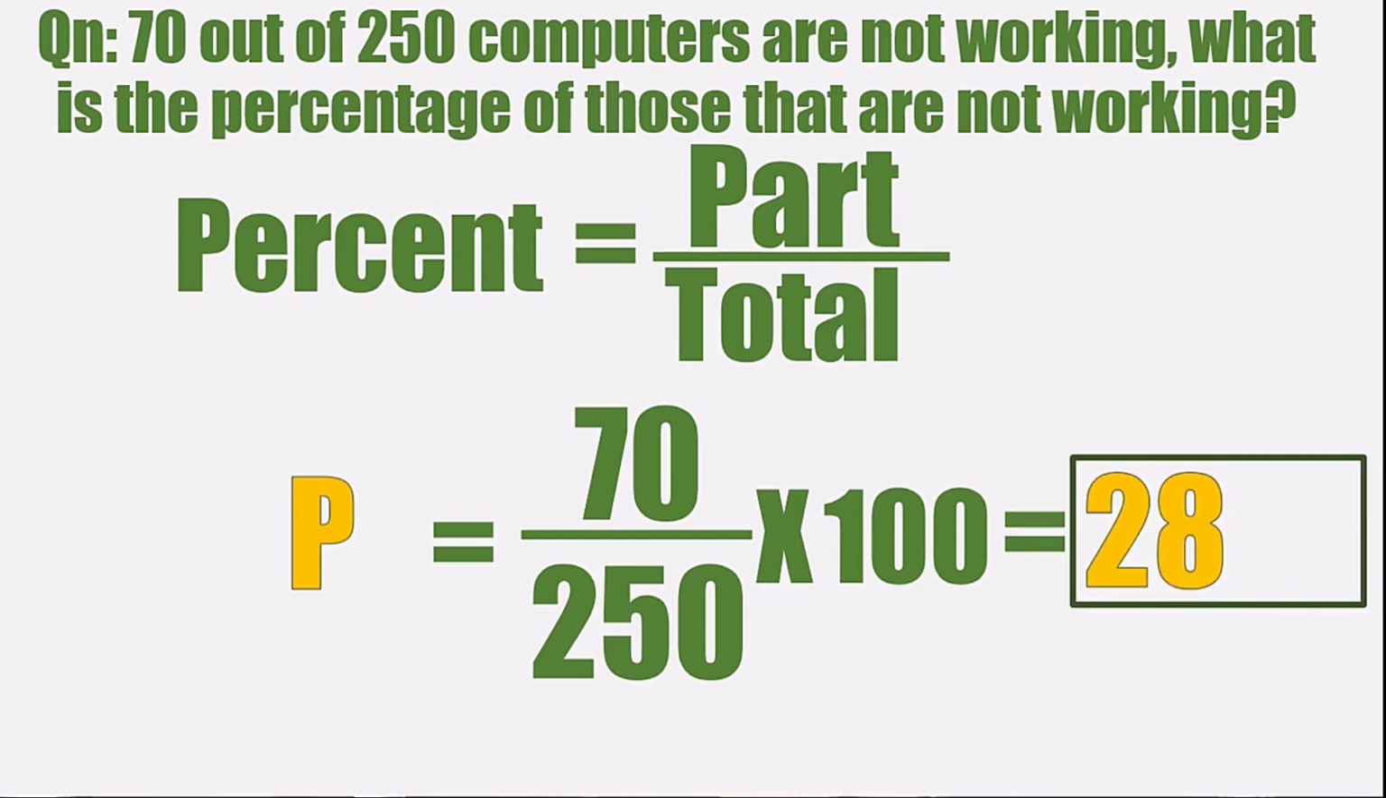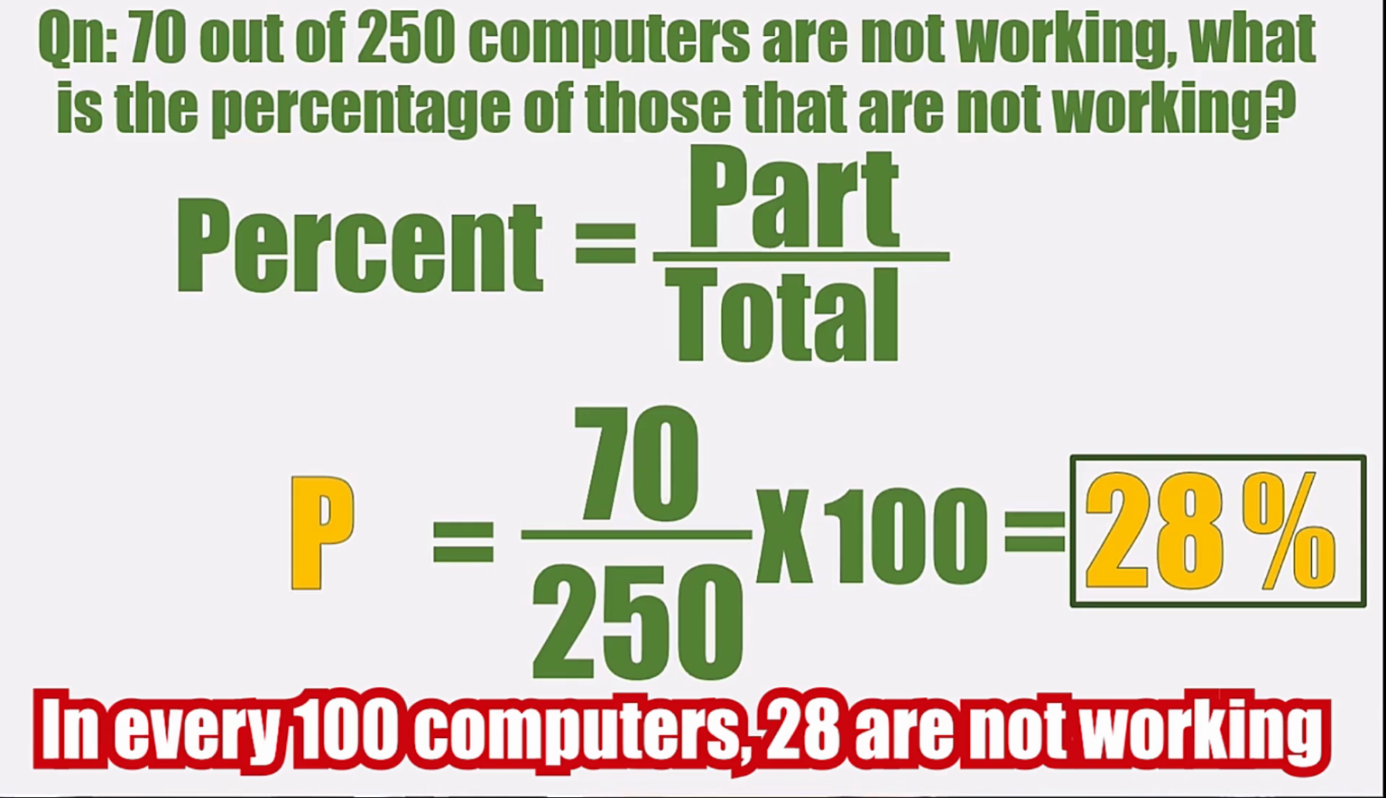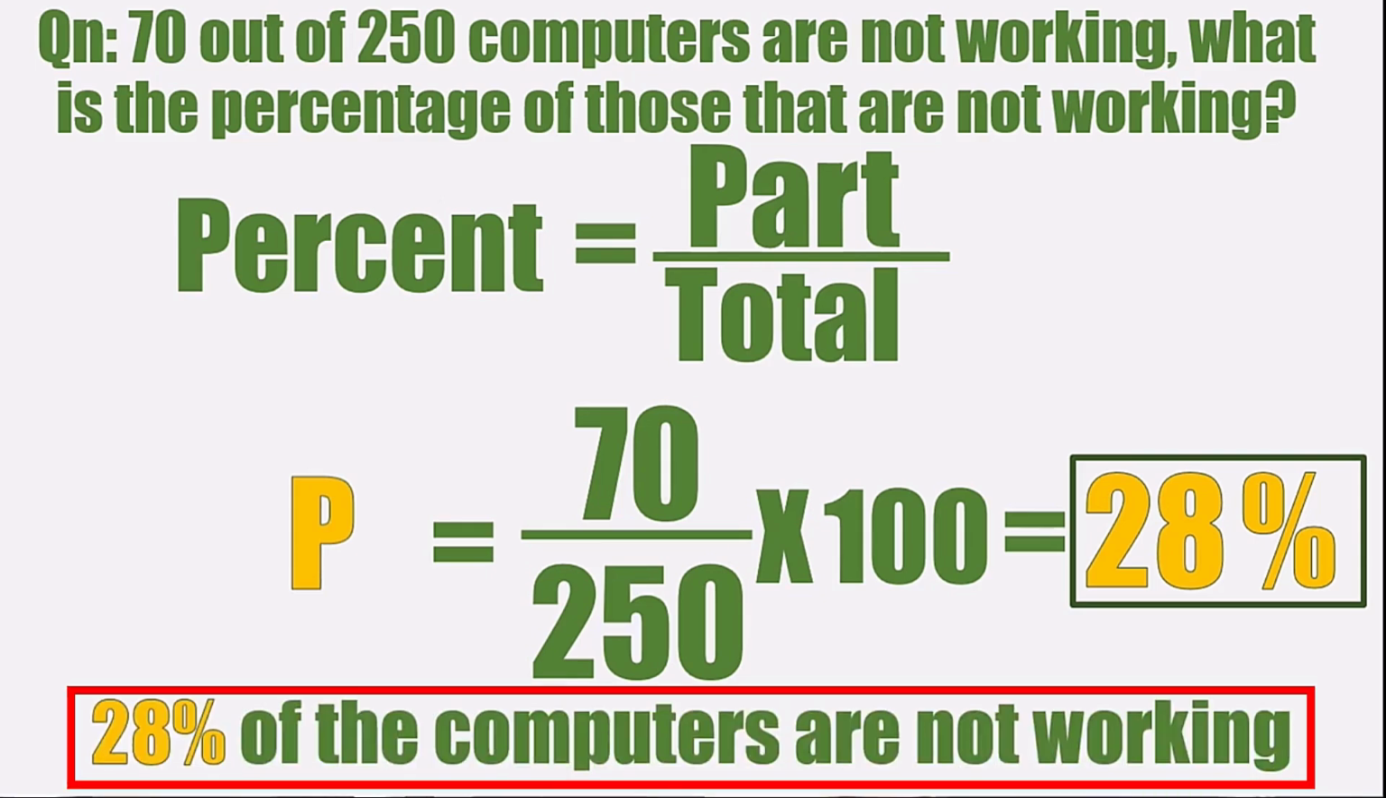Now this 28, to show that it's a percent, you need to add there the percent symbol. So this 28% is actually not just a number. It's a representation of the computers that are not working. So it means in every 100 computers, 28 computers are not working. Or you can also conclude that 28% of the computers are not working.